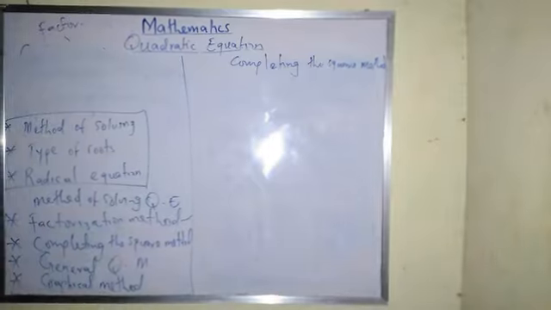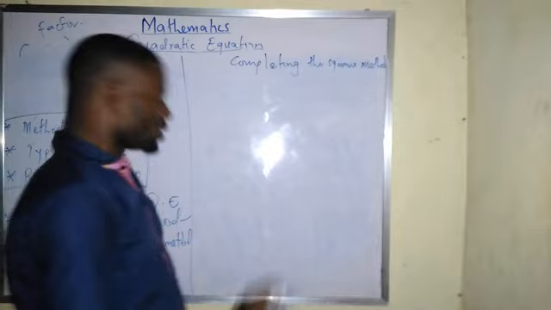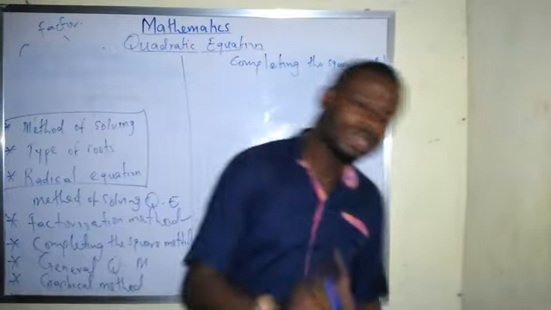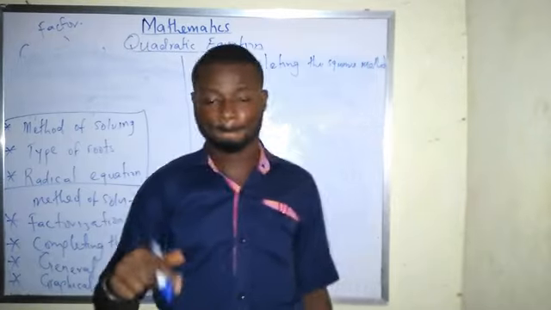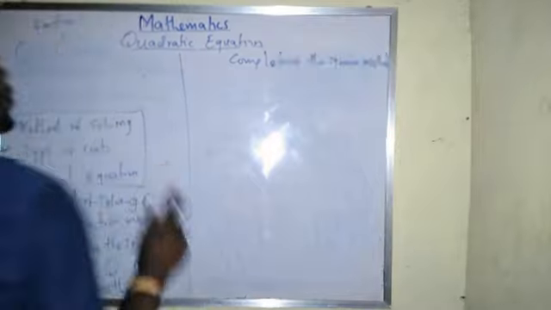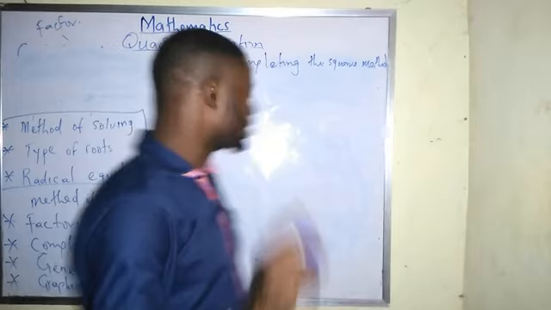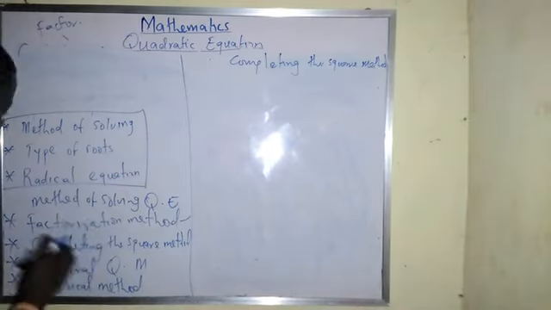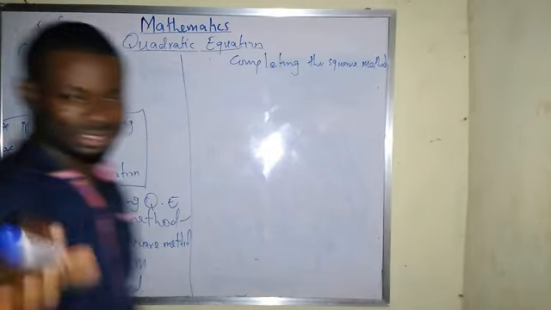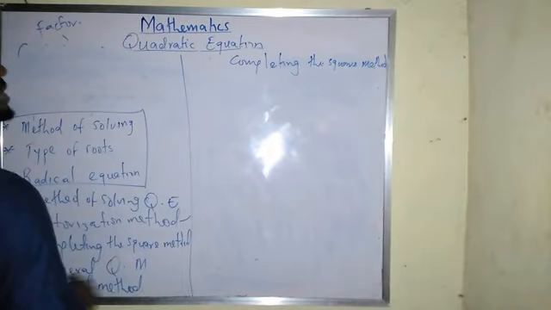Take note of this information. To use the complete the square method, number one, it must be a quadratic equation. You can't use the complete the square method for an expression. It must be a quadratic equation. That is the first thing. Number two, there are steps that illustrate that. Let me quickly explain those steps.